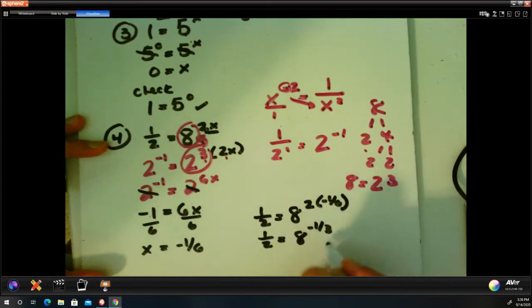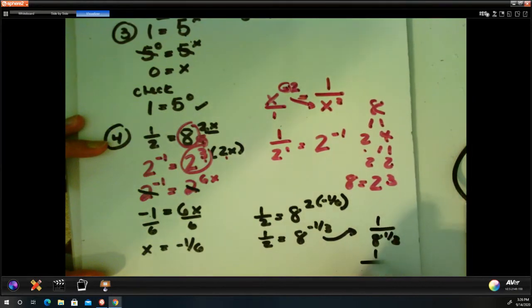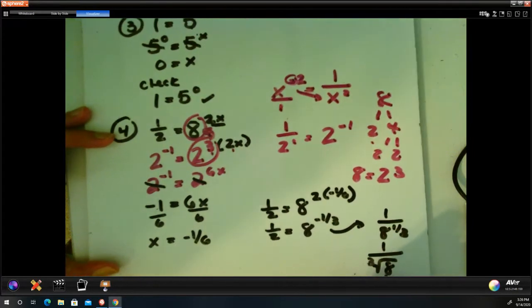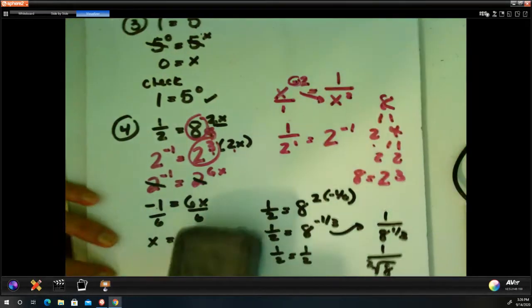Or you can realize the negative means that this is going to put it over here. 8 to the 1/3 is really saying the cube root of 8. What cubed is 8? And that would give you 2. So you could check that in your calculator. I was just showing you what it actually says. All right.